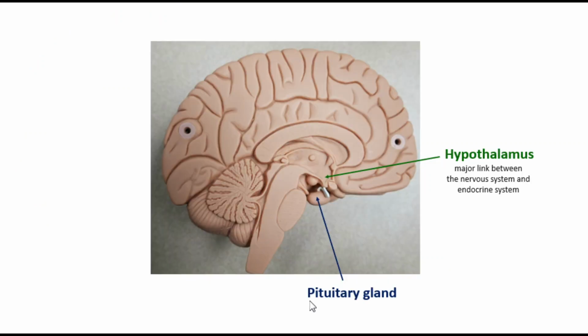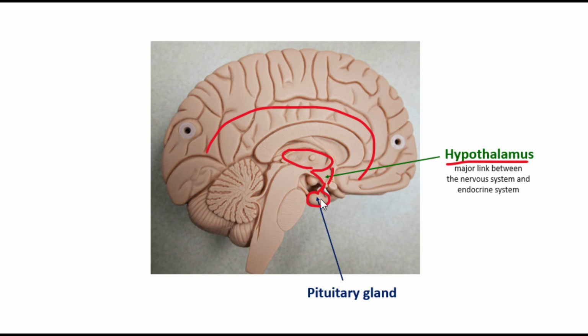Hypothalamus is a very small section of the brain. It sits below the thalamus, so that's thalamus and this is the hypothalamus. And as you see, the pituitary gland is connected to the hypothalamus. Recall, hypothalamus is the one that controls the autonomic nervous system, and it is not surprising that hypothalamus is the major link between the nervous system and endocrine system.